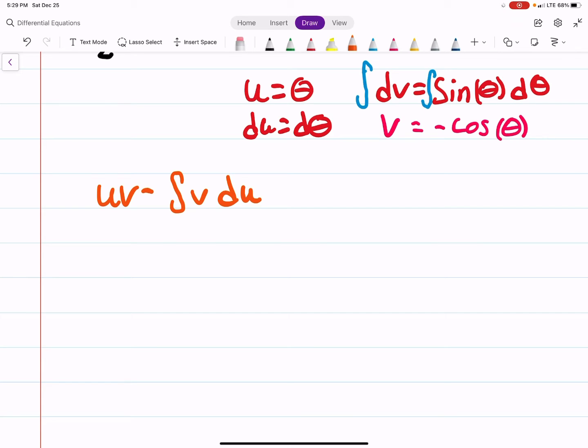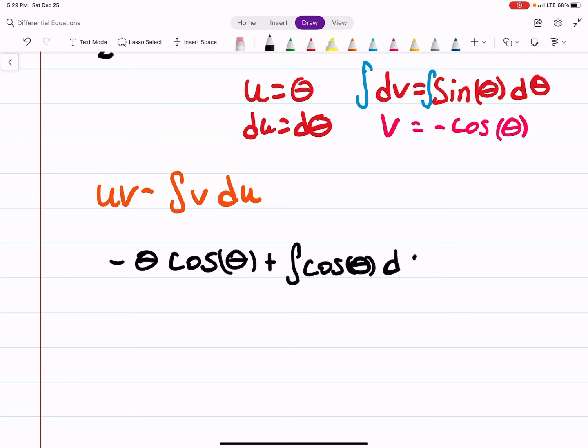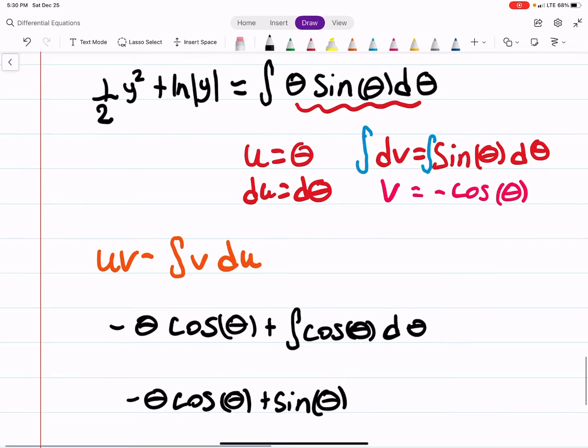Very methodical, I guess. So using that, we'll have minus theta cosine theta, uv, minus the integral of v, so I'll just make that a plus right now, cosine theta d theta, minus cosine theta. This is, of course, just plus sine theta, because that integral we do know how to do. Okay, so that's fantastic. Now we can plug this over.